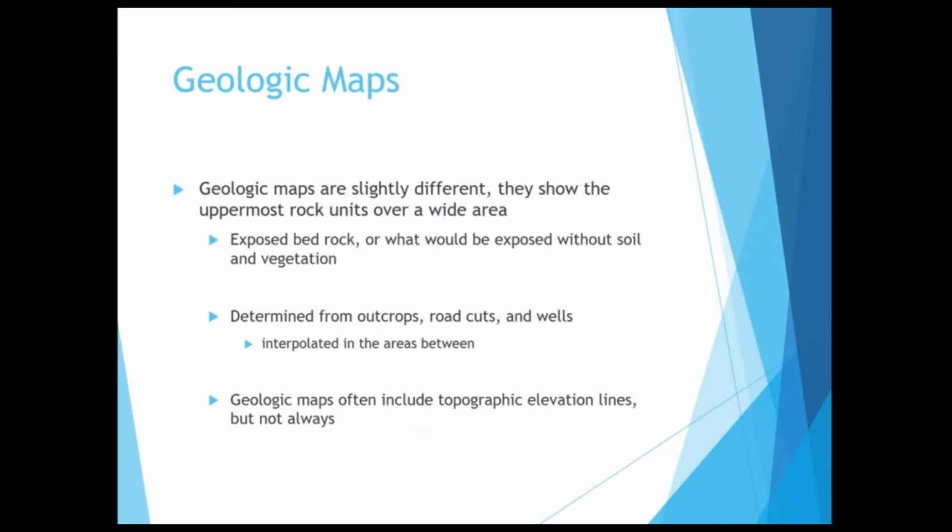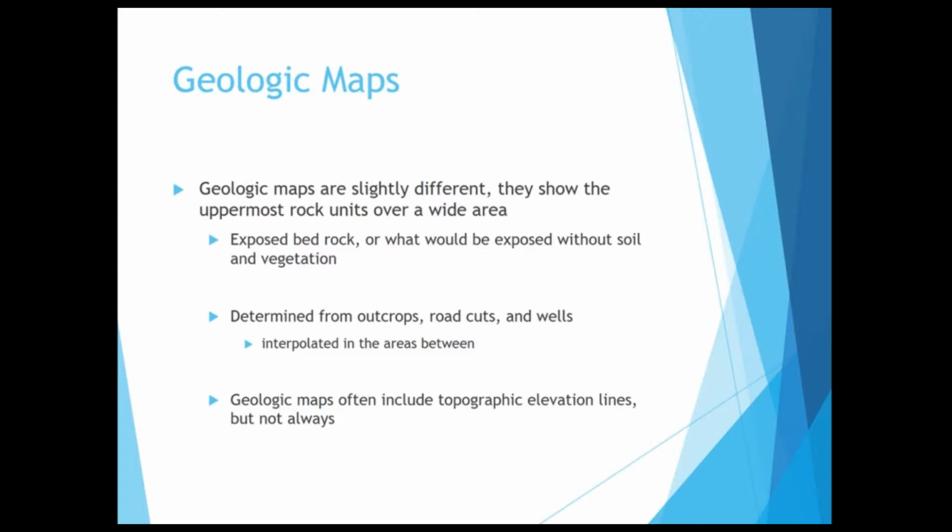Geologic maps are slightly different. Geologic maps show the uppermost rock units over an area. It may be the exposed bedrock, or it may be what would be exposed if the soil and vegetation were removed. So it is the uppermost rock, whether it's exposed directly or whether it has soil and vegetation over it. And this is determined from outcrops, road cuts, direct exposure, and from wells.